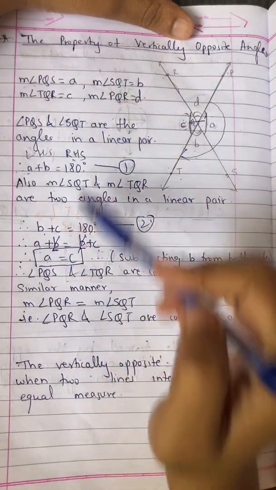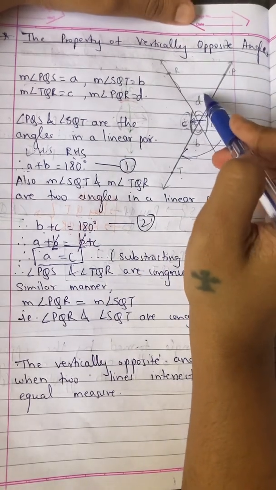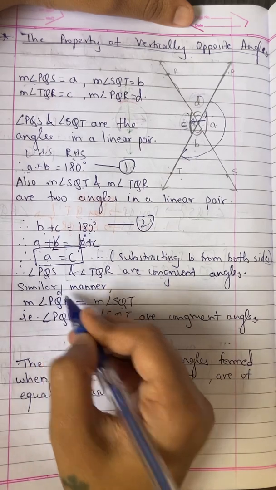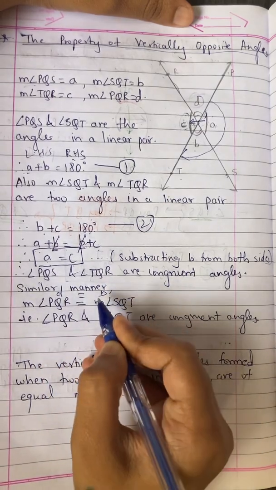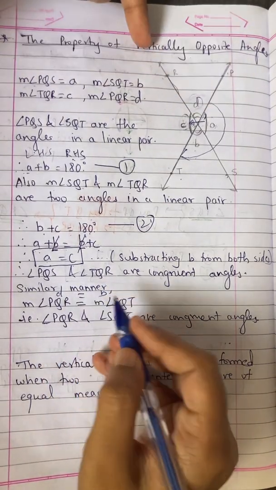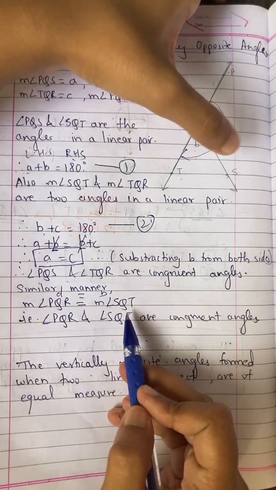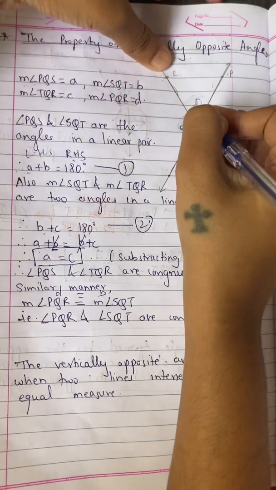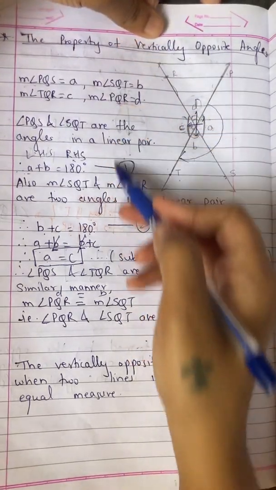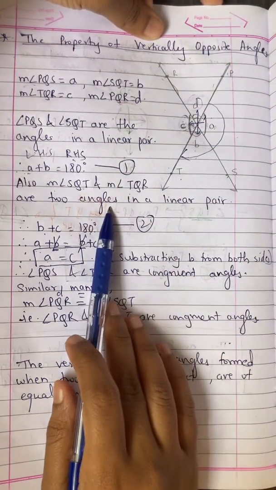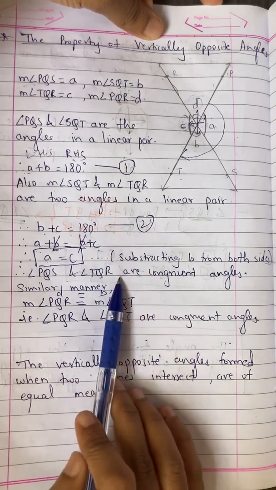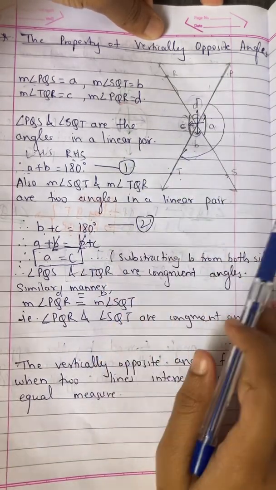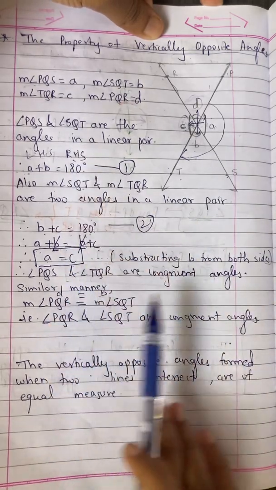Similarly, in the same manner we can also prove that angle D is equal to angle B, where angle D is PQR and angle B is angle SQT. So these two are also vertically opposite angles. This kind of statement with proof is called a theorem. From this theorem we can prove that vertically opposite angles are congruent.